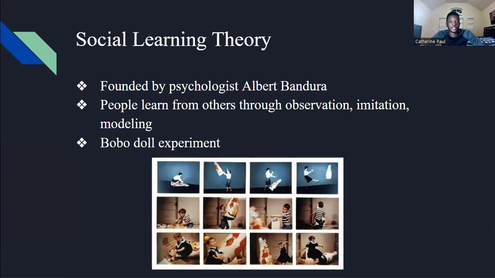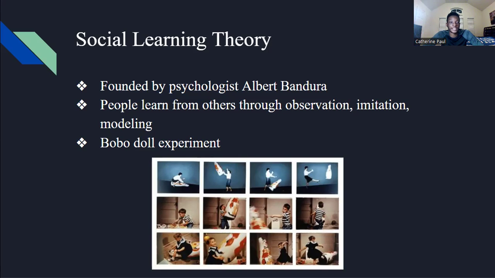The social learning theory was founded by Canadian-born American psychologist Albert Bandura. Basically, the theory suggests that people learn from others through observation, imitation, and modeling.